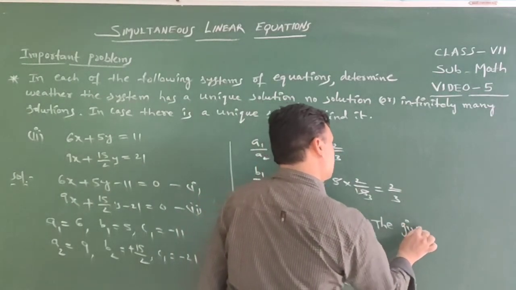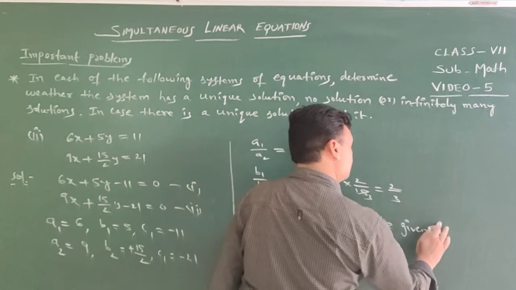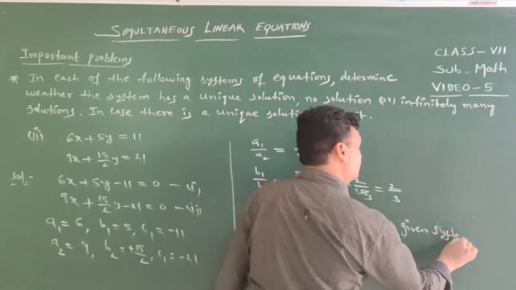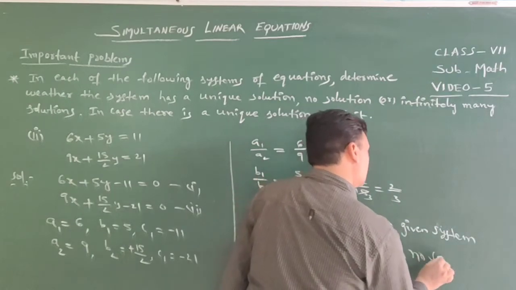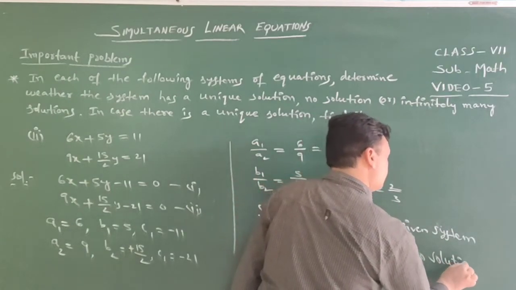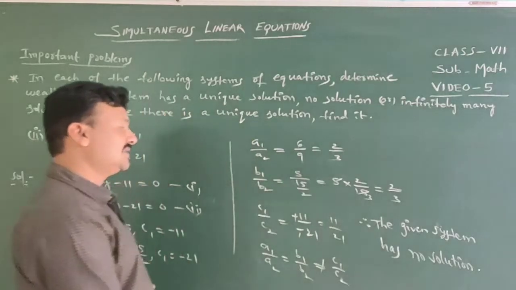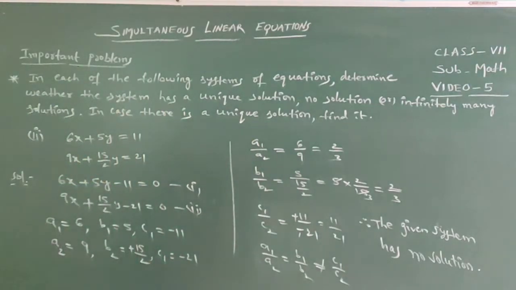The given system has no solution. If a1 by a2 equal to b1 by b2 but not equal to c1 by c2, then it has no solution.